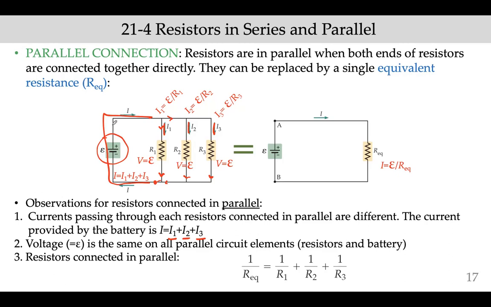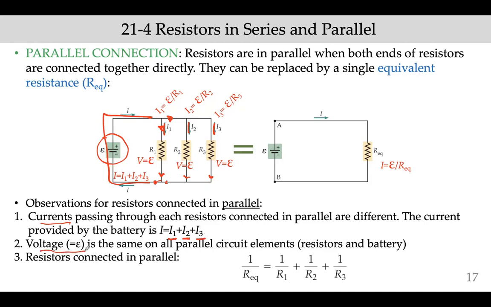You can think of current as water in a pipe. If the pipes split, if you have a fork like this, then the water goes down in each pipe, of course. So the same thing with electric current. So then the currents are not the same now. They are split, and the total current provided by the battery, coming out of the battery or passing through the battery, is equal to I1 plus I2 plus I3.